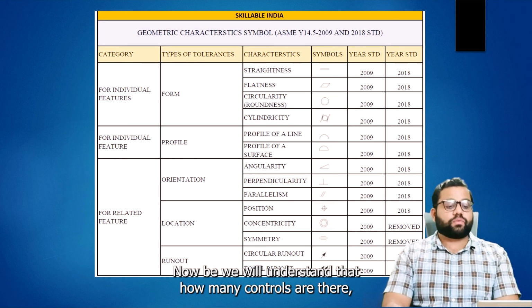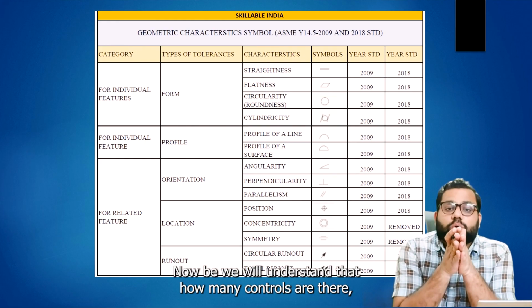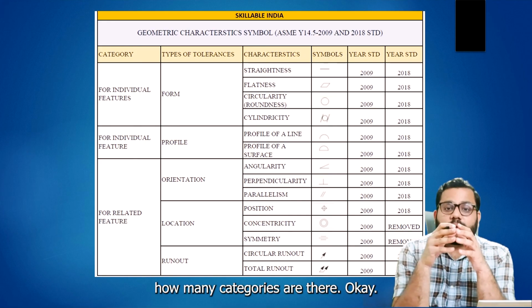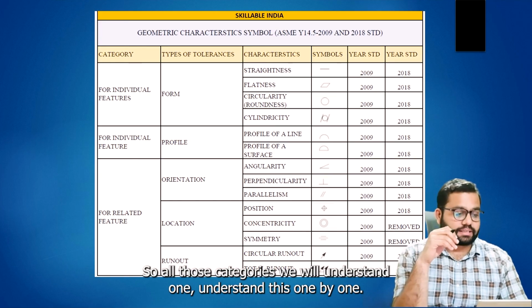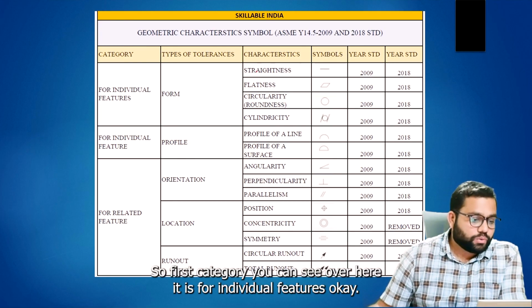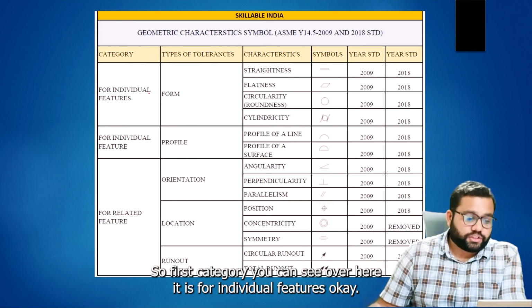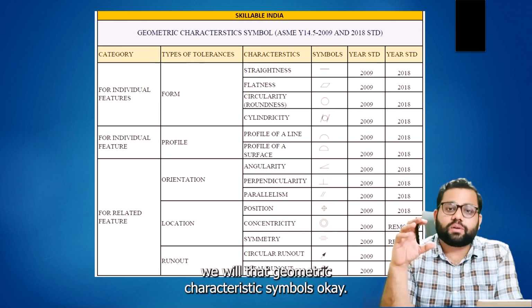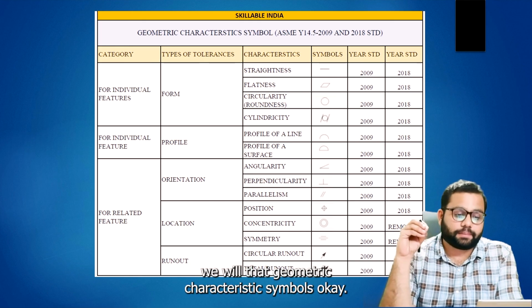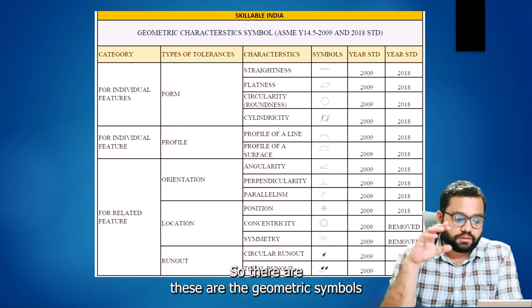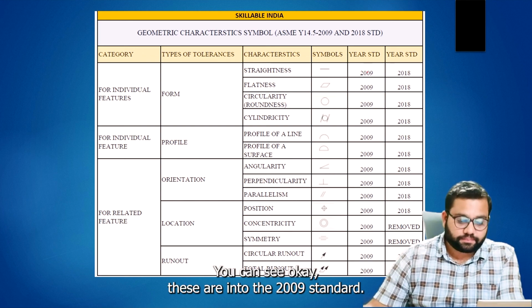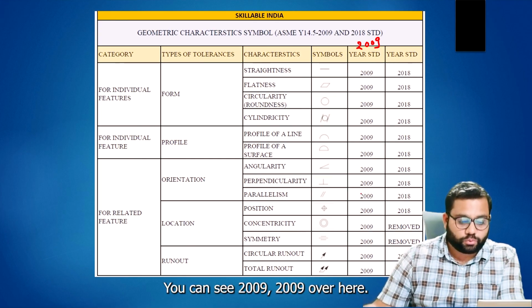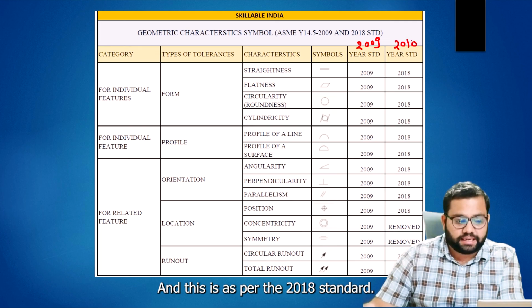Now it conveys both the nominal dimension. In this example, now we will understand how many controls and how many categories there are. All those categories we will understand one by one. The first category you can see over here is for individual features. First of all we will look at the geometric characteristic symbols. These are the geometric symbols in the 2009 standard, and this is as per the 2018 standard.